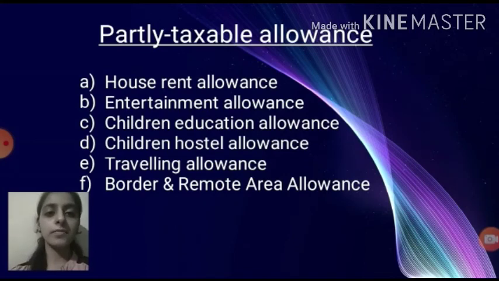Next is traveling allowance. The entire amount spent for this purpose will be tax free, and the remaining amount with the employee will be taxable. Next is border and remote area allowance. This allowance will be tax free from rupees 200 to 1300, depending on the area.